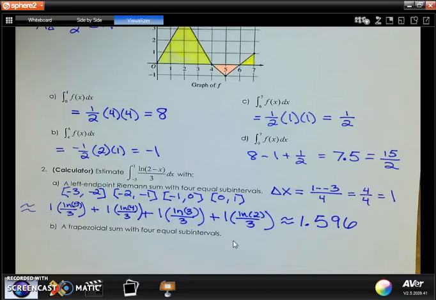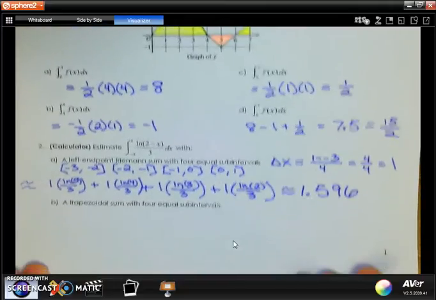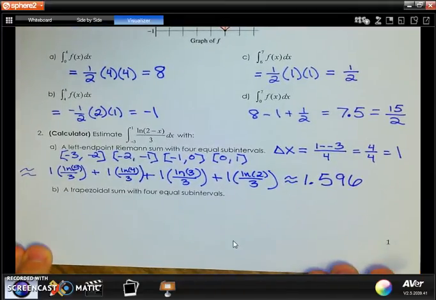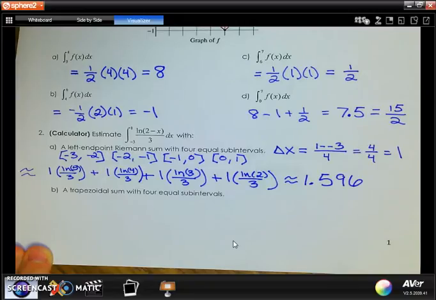Now remember, your trapezoidal sum is going to be a slightly different formula. Okay, so your trapezoidal sum will be slightly different.